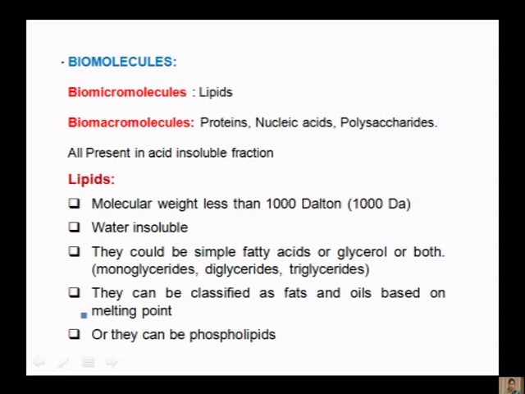Lipids have a molecular weight of less than 1000 Dalton. They are water insoluble, therefore we call them hydrophobic. They could be simple fatty acids, glycerol or both, so they can be classified further into monoglycerides, diglycerides and triglycerides. They can be classified as fats and oils based on melting point, and the last classification is the group called phospholipids, where the lipids are associated with a group of phosphorus.